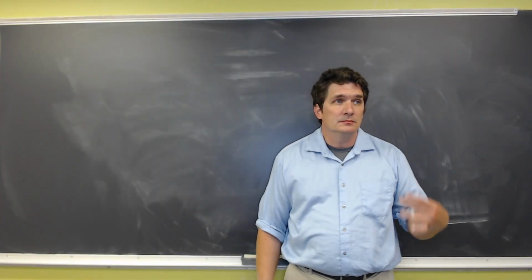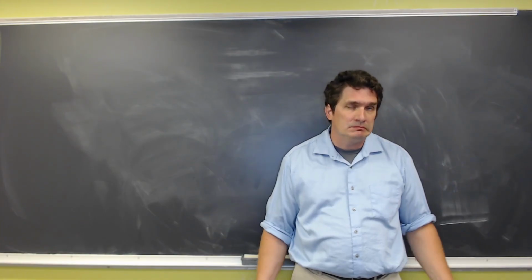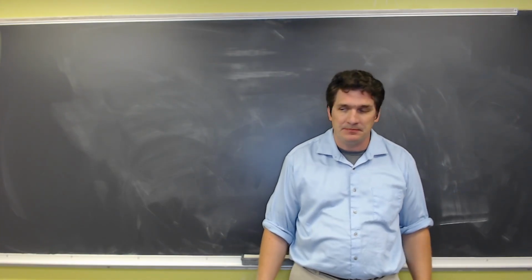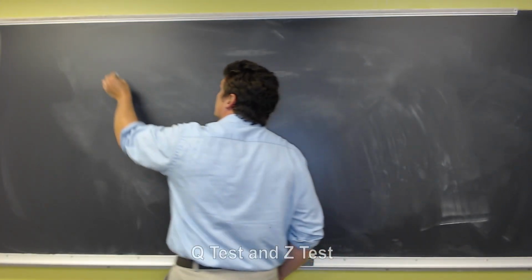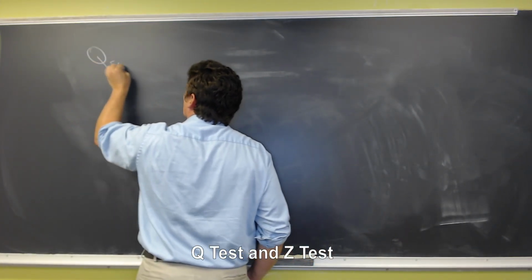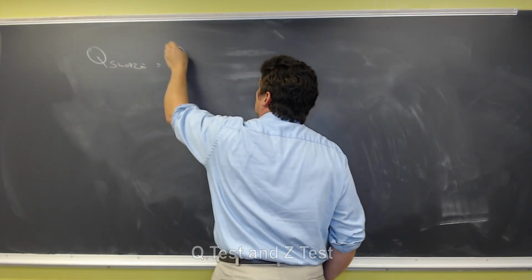So you want to know if a data point is an outlier and you want to figure it out. We're going to talk about two tests, a Q-test and a Z-test, or Q-score and a Z-score. So Q-score is our value of Q.